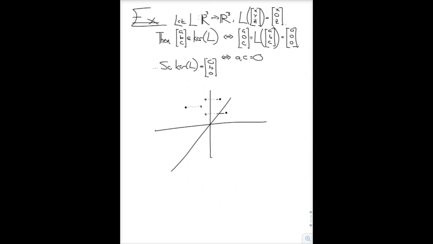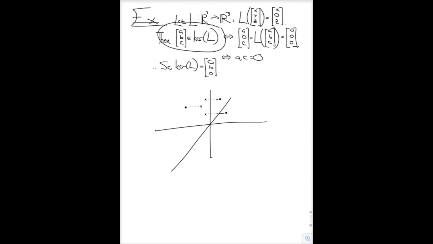Here's another example, which looks very much like the first. L is a map from R3 to R3. L maps (X, Y, Z) to (X, 0, Z). So in a sense, L is a projection. It forgets the Y coordinate, which we see right here, and just sends it to 0. So here, L takes everything in R3 and projects it onto the XZ plane. Then we can find the kernel again in a similar fashion.